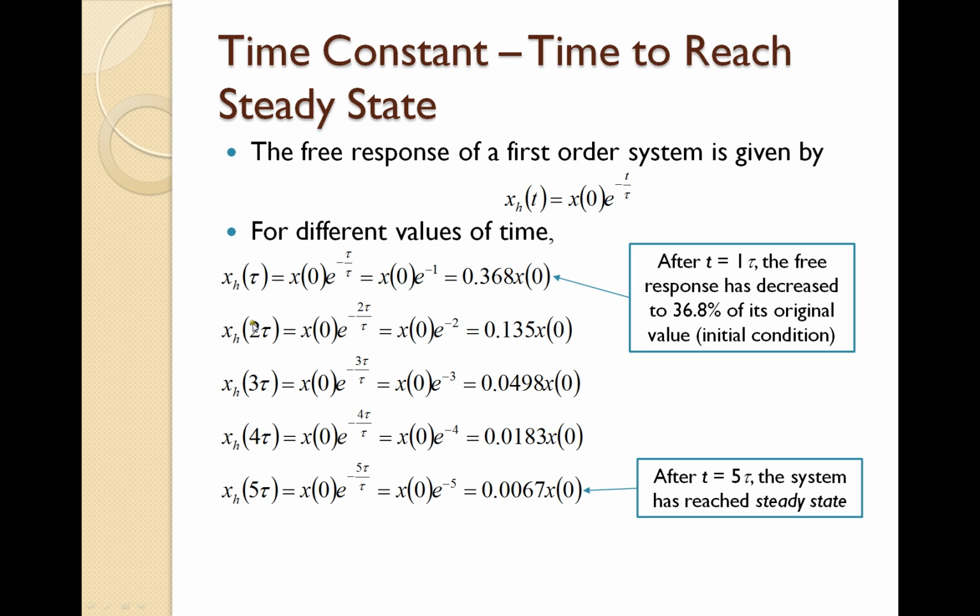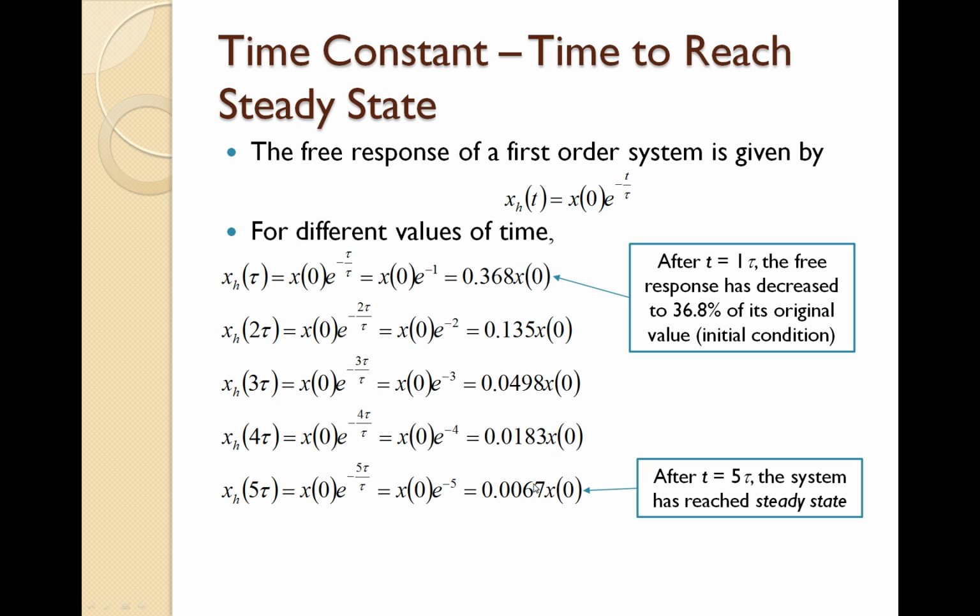Okay, and we can repeat that again. After two time constants have passed, the free response has decreased to 13.5% of its original value. If we wait 3 time constants, then it's decreased to a little less than 5% of the initial value. If we wait for 4 time constants, we'll be evaluating e to the negative 4th, which is about 1.8% of the original value. And after 5 time constants have passed, this exponential term is e to the negative 5th power, and we're at 0.67% of the initial value. So after 5 time constants have passed, we're less than 1% away from the steady state condition of the system.